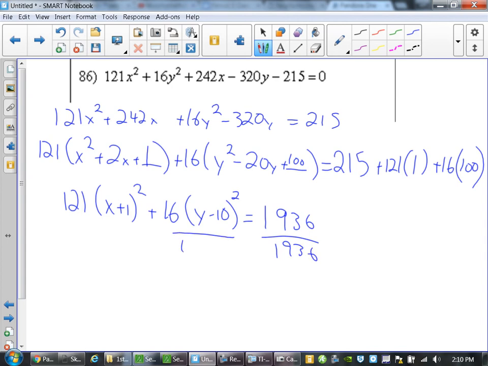Wouldn't it be convenient if you divided it all out and you get 121 and 16? Yeah. Is that what happens? Yes.